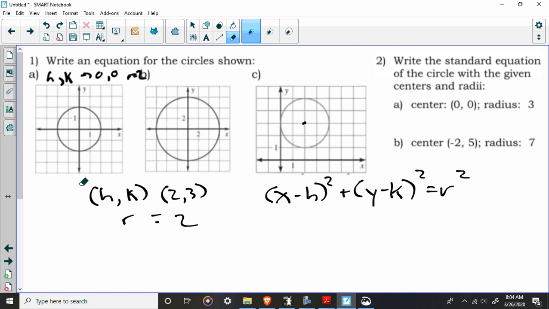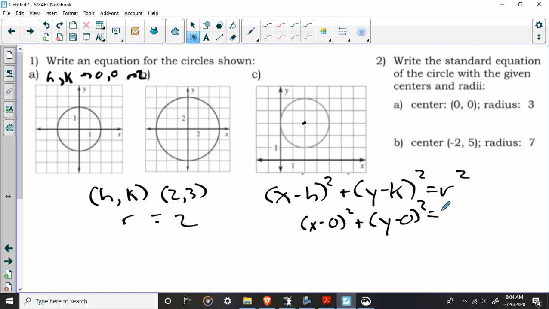So again, for this next part over here, it says the center's at 0, 0. So again, we should kind of know what that means at this point. This will be (x minus 0) squared plus (y minus 0) squared, and your radius is 3. So 3 squared, okay, so what are we going to get? x squared plus y squared is equal to 9.